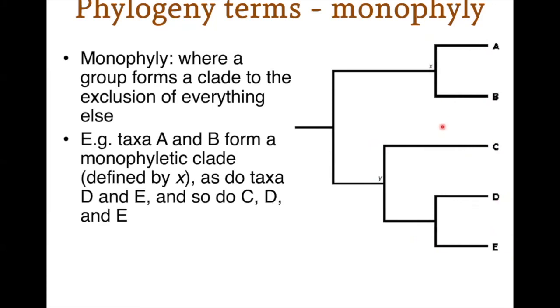And I think they say that here. A and B are a monophyletic clade, C, D, and E are a monophyletic clade, D and E are a monophyletic clade, and A, B, C, D, and E are also a monophyletic clade. But for example, A, B, and C don't form a monophyletic clade because they are not grouped together to the exclusion of D and E in terms of their most recent common ancestor. The most recent common ancestor of A, B, and C is over here, and that also includes D and E, which have that same most recent common ancestor.